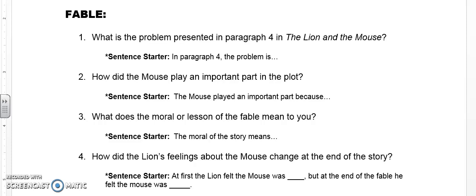Hi guys, if you're watching this video, it means you're having some trouble answering the comprehension questions for the fable, The Lion and the Mouse. Remember, this week we're looking at events and incidents that happen in a story plot, and we're trying to see the relationship between different events.